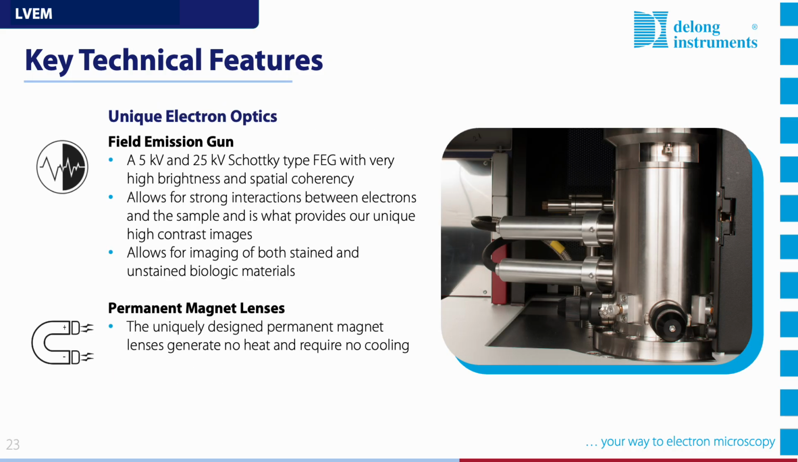Now let's focus on the unique electron optics that set LVEM apart. Both the 5 and 25 kV systems use a Schottky type field emission gun, or FEG, which delivers very high brightness and excellent spatial coherency. This allows for strong interactions between electrons in the sample, producing the high contrast images LVEM is known for. It also enables the use of permanent magnet lenses. These lenses generate no heat and require no liquid cooling, contributing to the system's compact, low maintenance design.